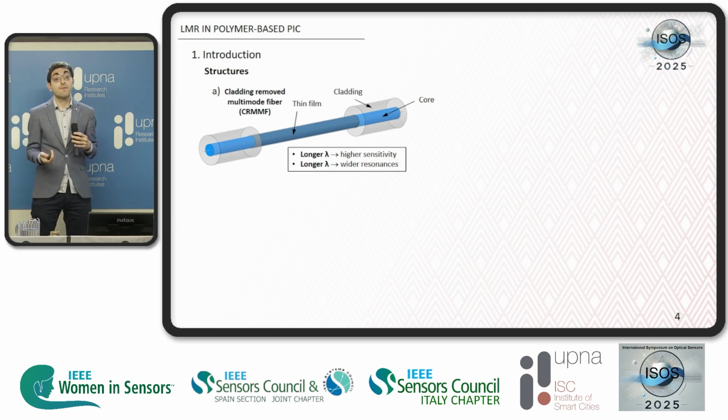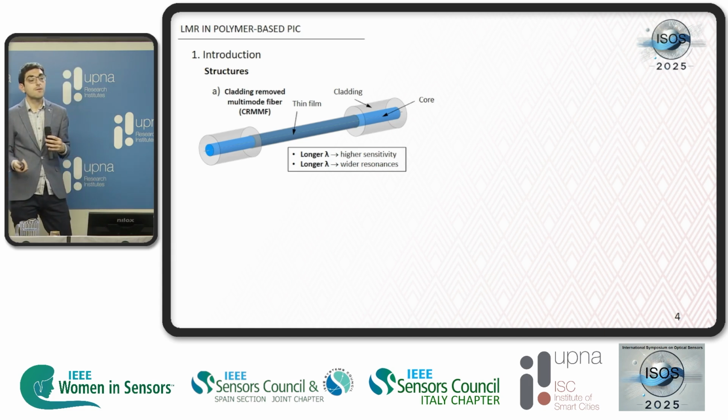The first LMRs were done in cladding removed multimode fiber, as I have shown in the previous slide, and we have usually aimed towards obtaining high bulk sensitivities to the surrounding medium refractive index. If you want to achieve a high sensitivity, you have to work at the longest wavelength possible, but the problem is that if you work at longer wavelengths, the resonance is going to become wider, and in the end, it's not practical to do a sensor with a wide resonance.